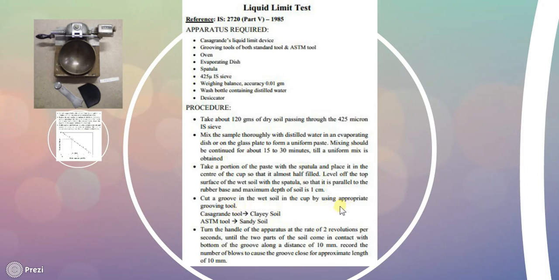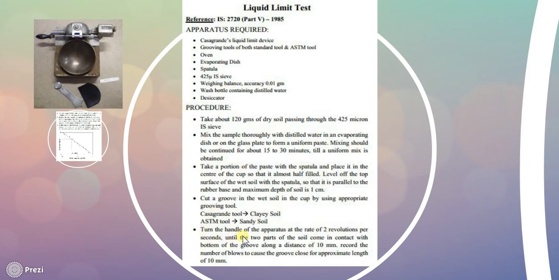This word appropriate grooving tool means if you are dealing with clayey soil, you should use the Casagrande tool, and if you are dealing with sandy soil, you should use the ASTM tool. So accordingly, you will make a groove here like this in vertical direction.